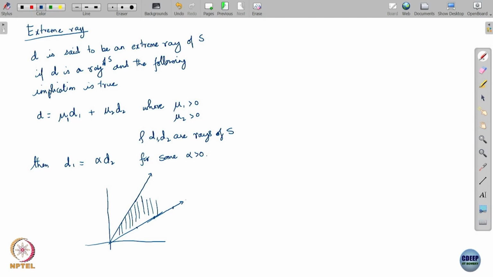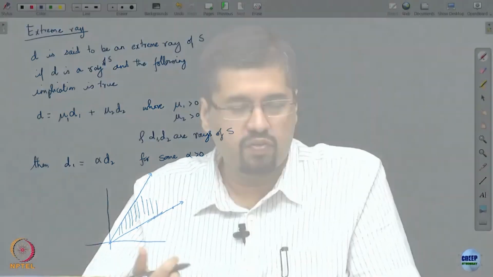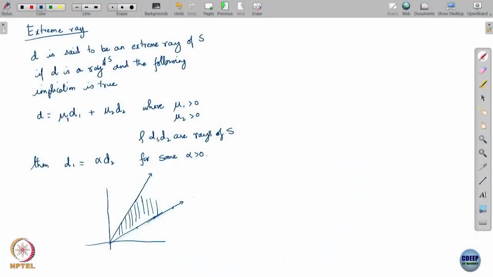Generally, when you are talking of an extreme ray or a ray of a set, what you are really referring to is only the direction, because you can scale a ray and it will remain a ray. So, all you need to care about is the direction. This direction you can say is an extreme ray. So, all points on this direction are the extreme rays. Why is that the case? The cone comprises all of these points.